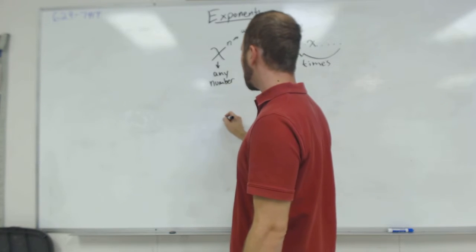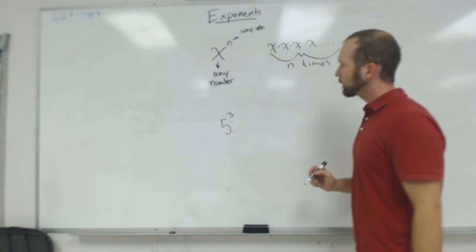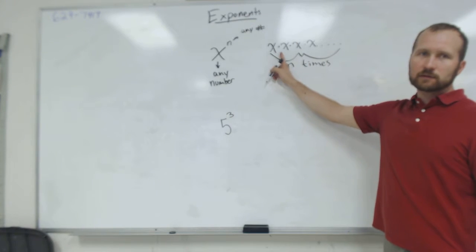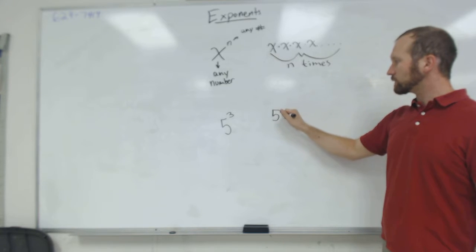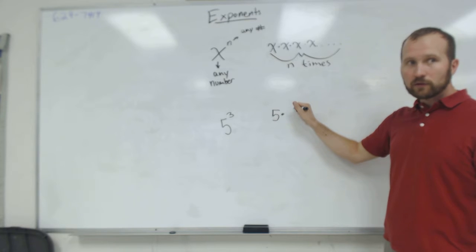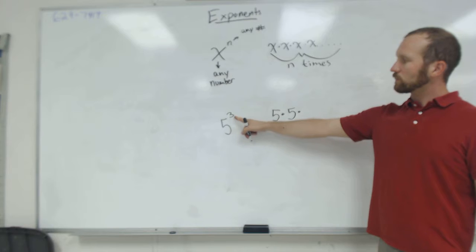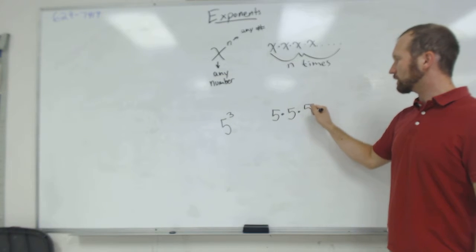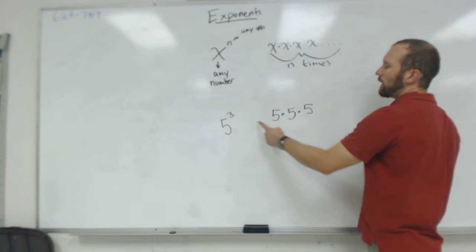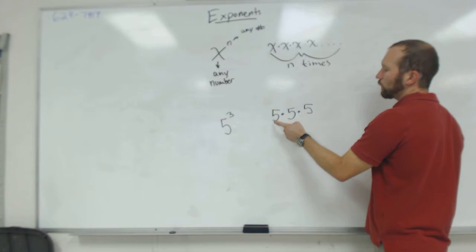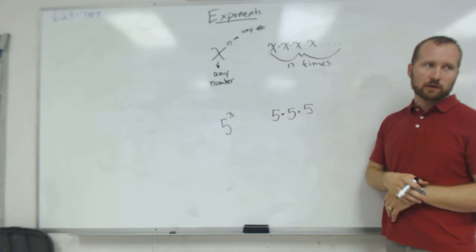Well, if I had a problem like this, 5 to the 3rd power, then it's 3 5s. What's my x? 5. And I'm going to multiply it times itself. How many times? 3 times. So do you see how 5 to the 3rd power is 5 times itself 1, 2, 3 times.